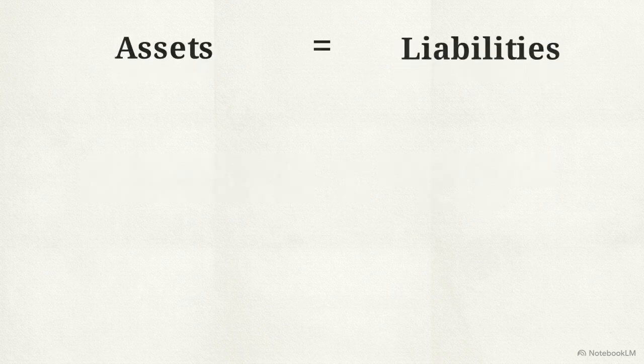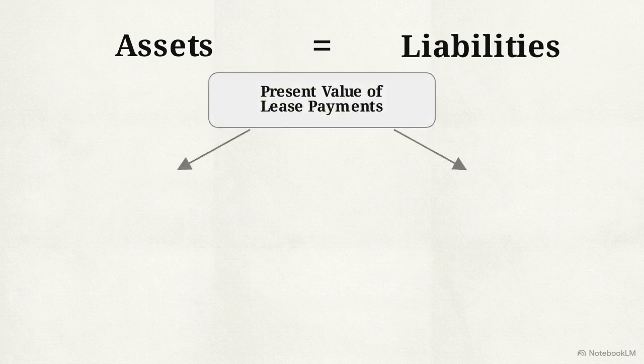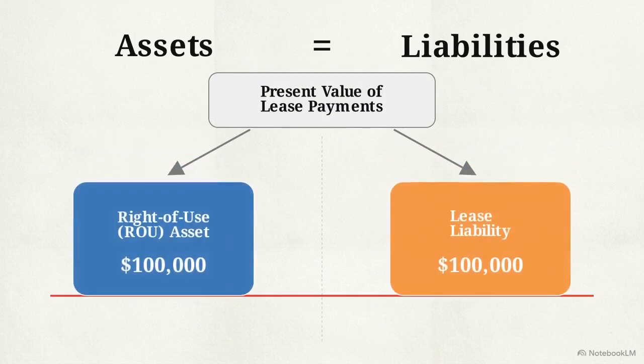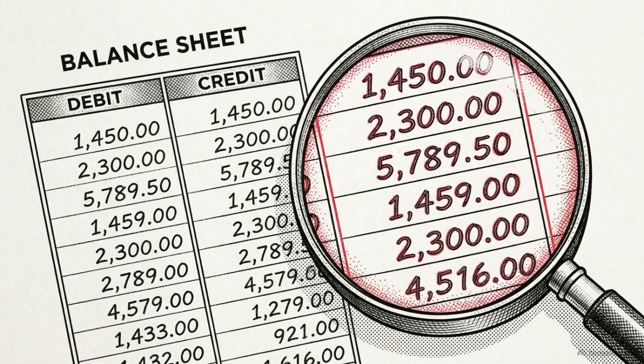Look at the fundamental accounting equation here. Because the present value of the payments dictates both sides, the initial transaction lands in perfect equilibrium. The right-of-use asset perfectly offsets the lease liability. At the exact moment of signing, whether a contract is categorized as a finance lease or an operating lease, the two look indistinguishable on the balance sheet.